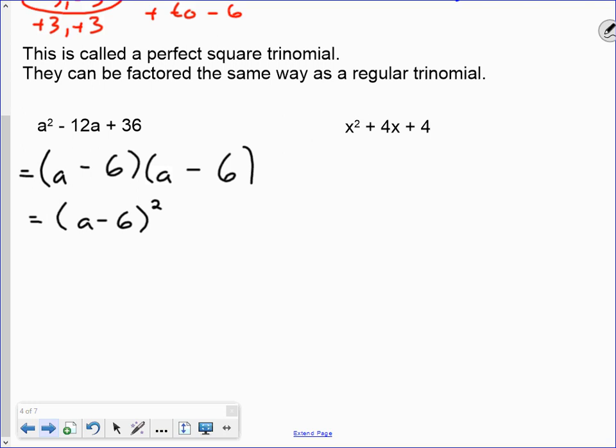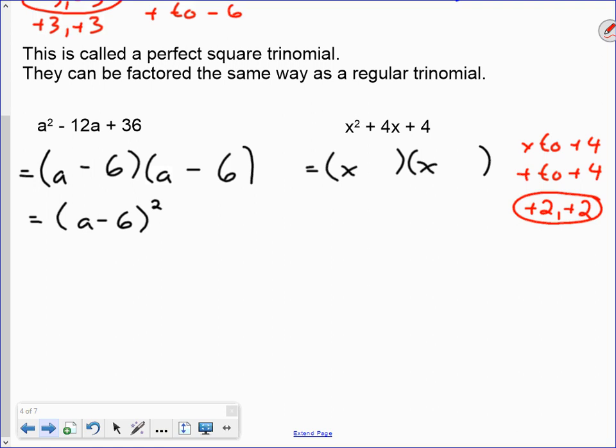So try this last one here. It's a perfect square trinomial. Just factor it as a trinomial and then write it as a square. And we'll do it together. We need two numbers here that are going to multiply to positive 4 and add to positive 4. Those two numbers are going to be positive 2 and positive 2. So when we put them in, we get x plus 2, x plus 2, x plus 2 squared.